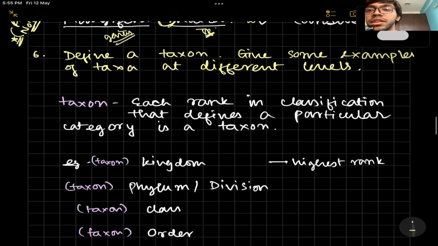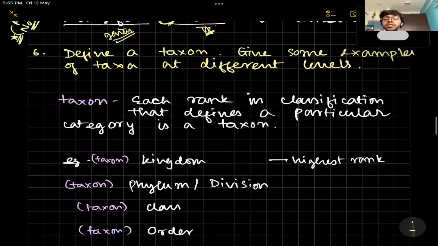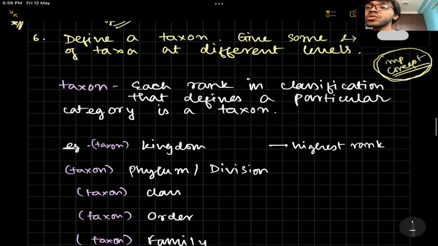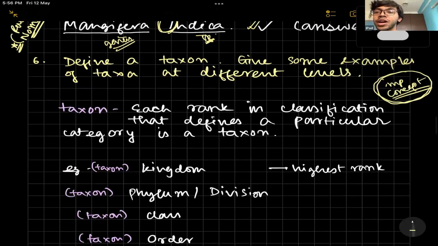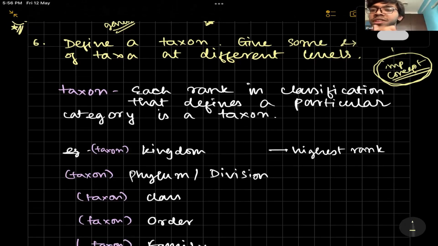Now coming to the next question: define a taxon. Give some examples of taxa at different levels. This is a really important concept. I used to struggle a lot with this concept when I was preparing, like, what is a taxon? It took me about 2 to 3 months to just understand what a taxon is. So I'll try to explain it as simply as I can. Taxon is actually each rank in classification that defines a particular category. So the definition is a little complex.